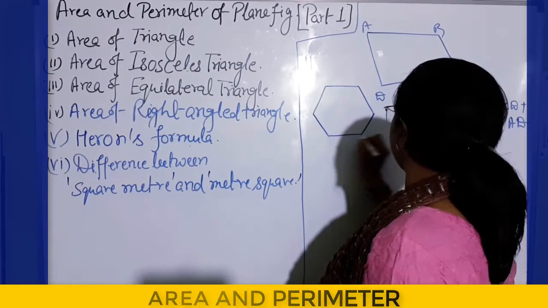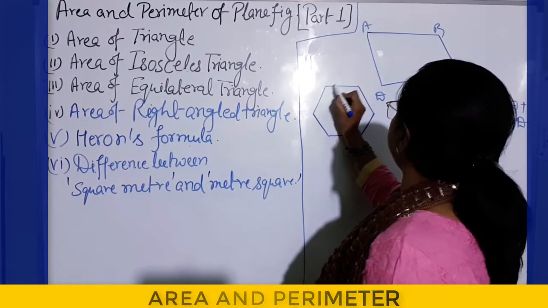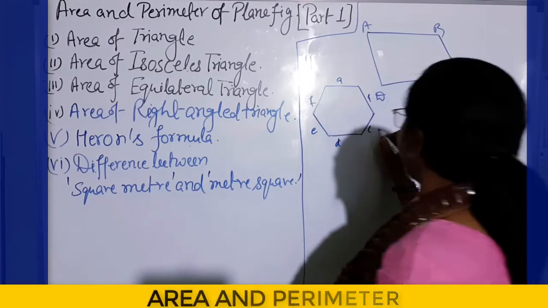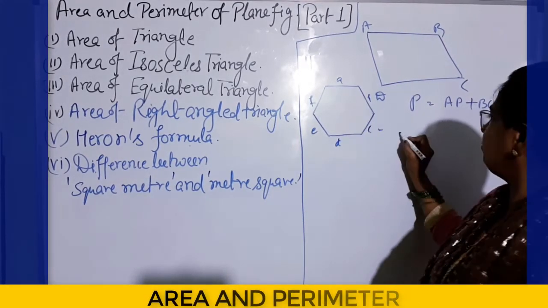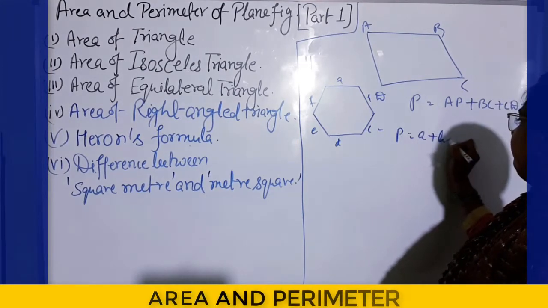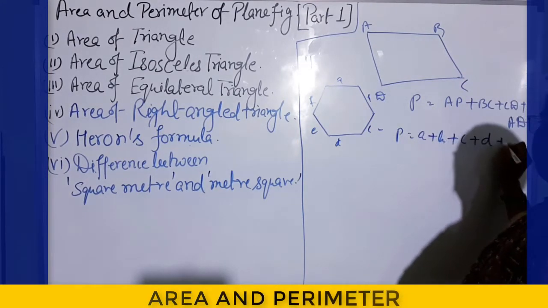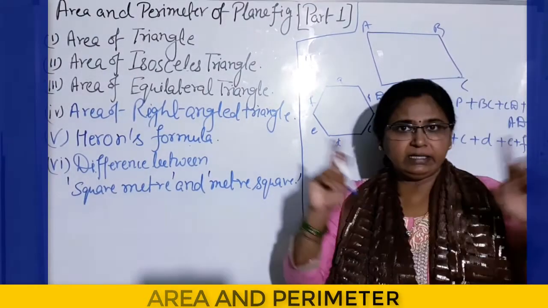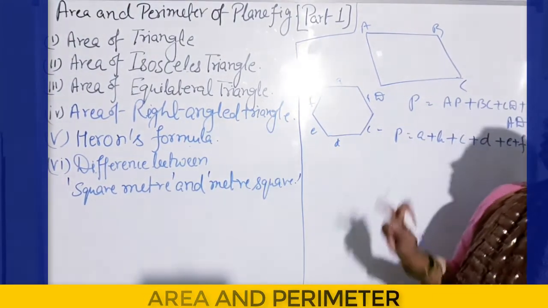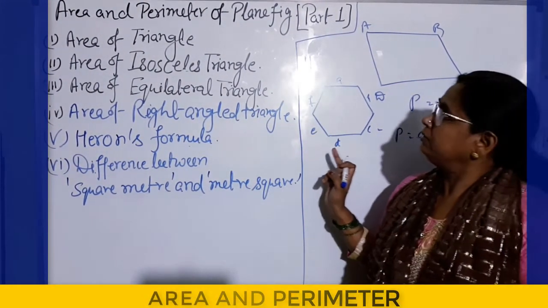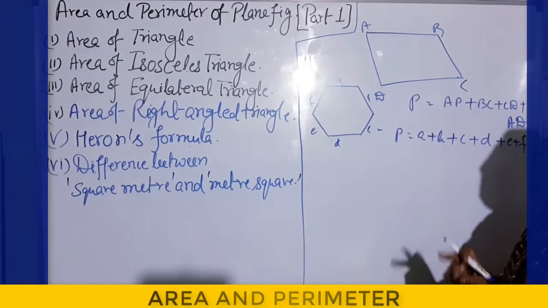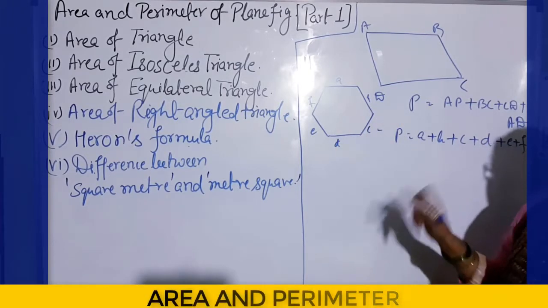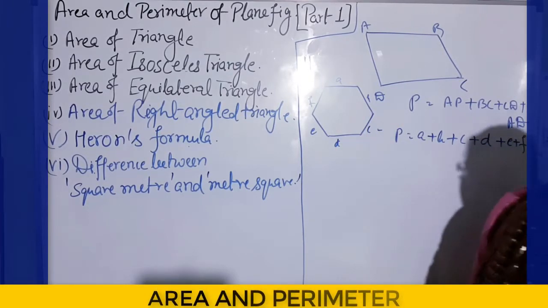Suppose a hexagon A, B, C, D, E, F. The perimeter of this hexagon is equal to A plus B plus C plus D plus E plus F. It means perimeter is the length of the boundary of a given shape. And we can say another way, the sum of all lengths of a given geometrical shape is called perimeter.